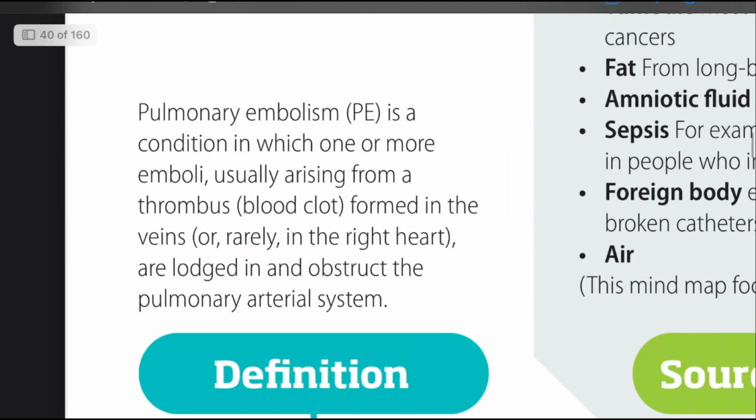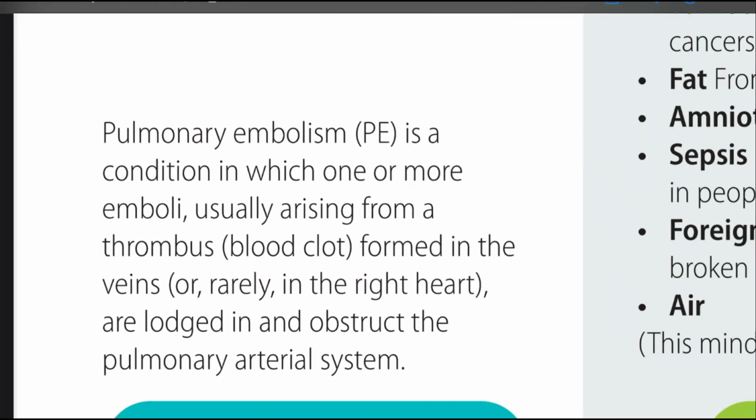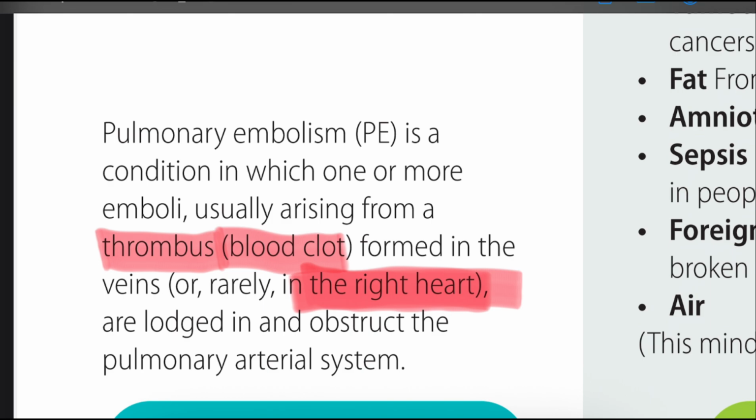Okay. So if you're seeing the definition, pulmonary embolism is a condition in which one or more emboli, usually arising from a thrombus, a blood clot, formed in the veins or rarely in the right heart, are lodged in and obstruct the pulmonary arterial system. So pulmonary embolism is the obstruction of pulmonary arteries by an embolus.